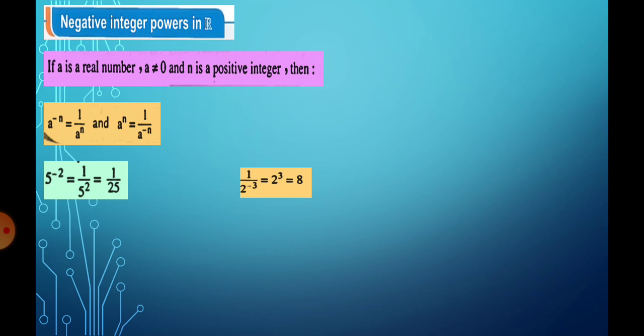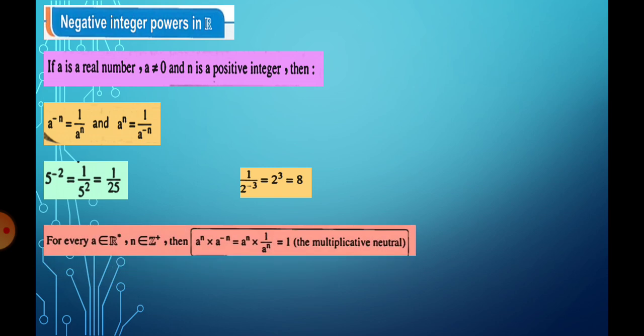1 over 2 to the power negative 3: here the power is negative. We change the sign of the power and find the reciprocal, or multiplicative inverse, of the number. Then 1 over 2 to the power negative 3 will be 2 to the power 3, which equals 8. For every a belonging to R star and n belonging to positive Z, a to the power n multiplied by a to the power negative n equals 1.